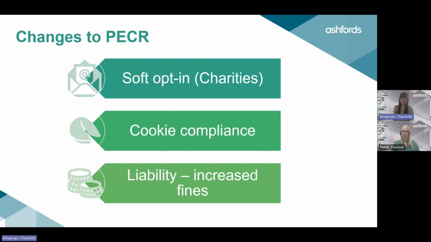In terms of actions, I would take it upon yourselves to visit your websites, check your cookie compliance, and think about your marketing strategy. Speak to your marketing teams, make sure you're meeting those regulations so that you don't fall short and potentially face a very large fine.